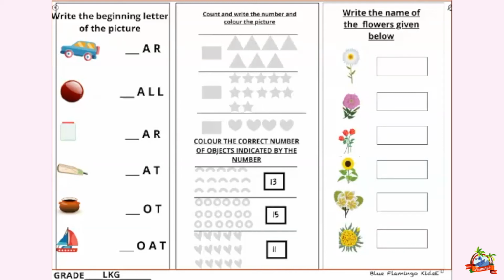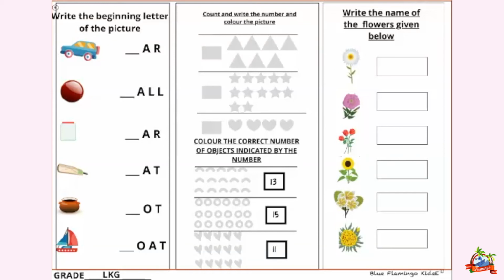Now let's move to our next section of the sheet, maths. The question says, count and write the number and color the picture. Okay, in this what we have to do is we have to count the pictures. पहले हमें क्या करना है, इन pictures को count करना है. टोटल कितने triangles हैं? 1, 2, 3, 4, 5, 6, 7. Okay, so there are 7 triangles.